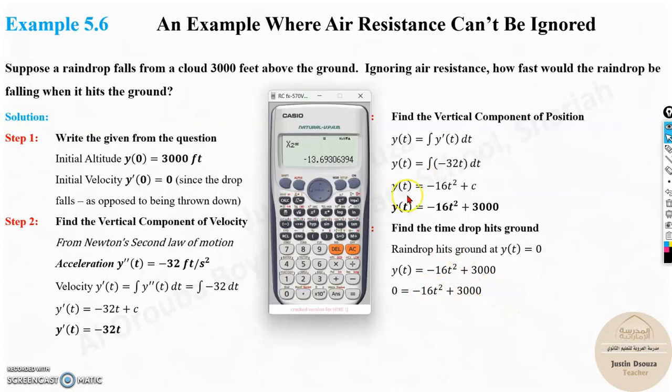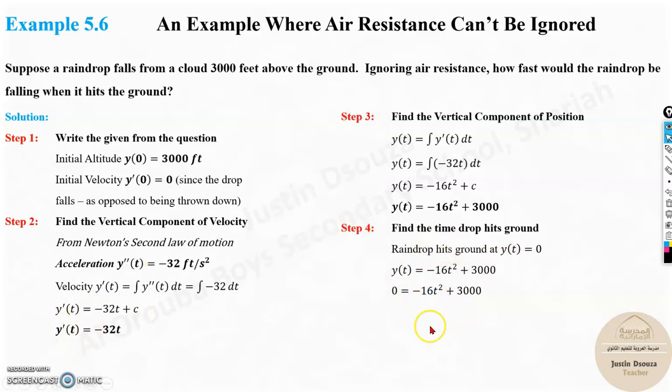How do we do it? Take out the calculator, mode 5 and 3. It'll be minus 16, 0 because there is no t term, and 3000. The answer is positive 13.7 and negative 13.7. You can do this, or you can just solve it by taking this to the other side and taking the square root. It's up to you. The answer will be the same. Now you can see there are two answers. Time cannot be negative, so just take 13.7.